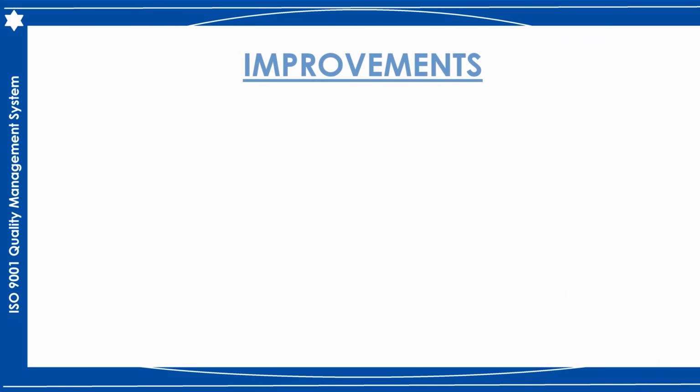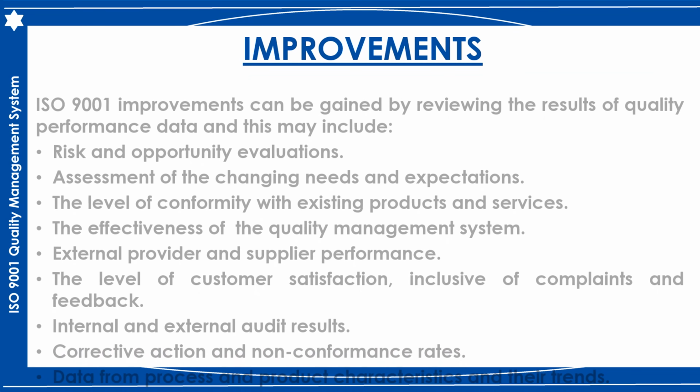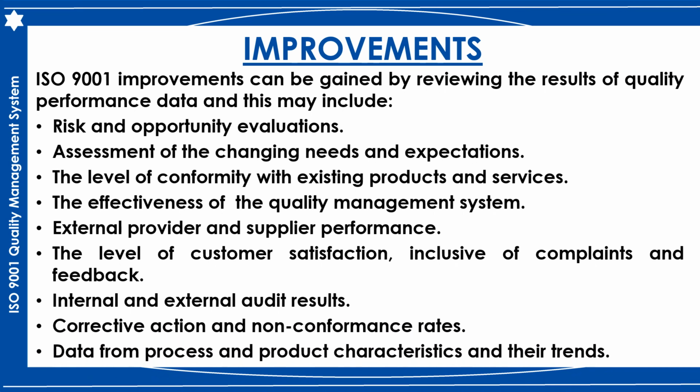Improvements. ISO 9001 improvements can be gained by reviewing the results of quality performance data, and this may include risk and opportunity evaluations, assessment of the changing needs and expectations, the level of conformity with existing products and services, the effectiveness of the quality management system, external provider and supplier performance, the level of customer satisfaction inclusive of complaints and feedback, internal and external audit results, corrective action and non-conformance rates, data from process and product characteristics and their trends.